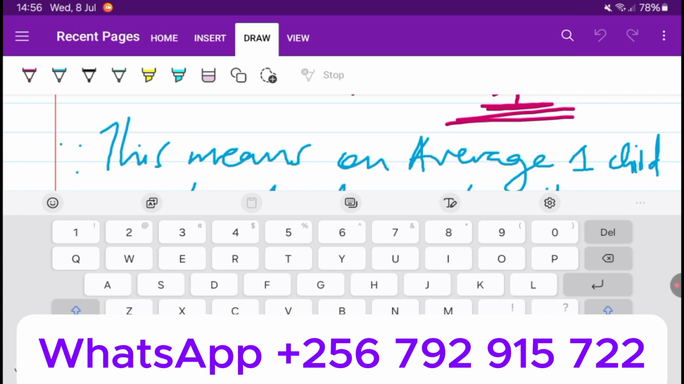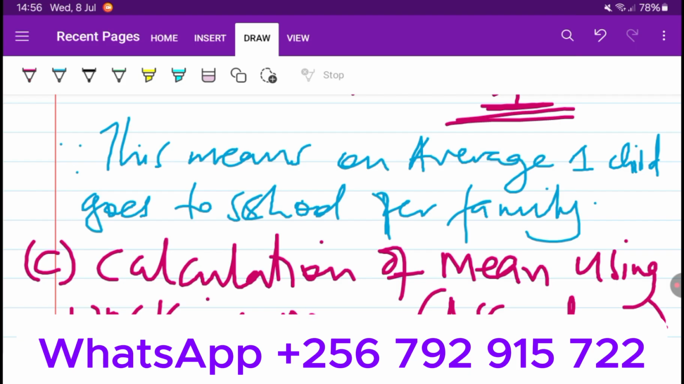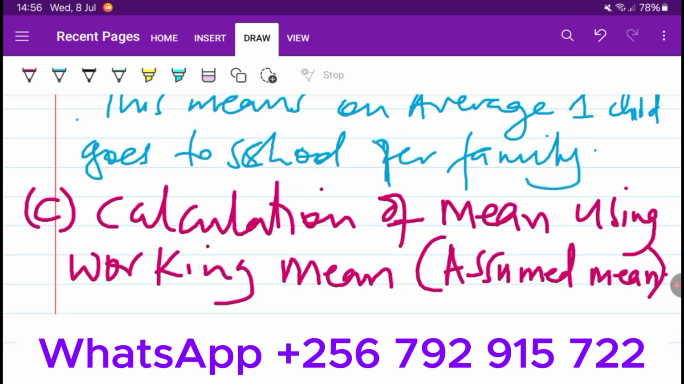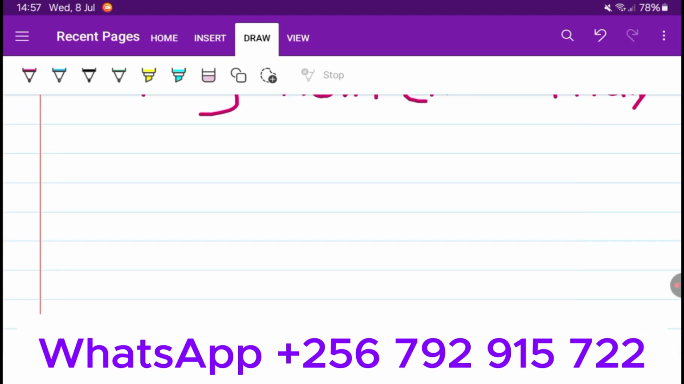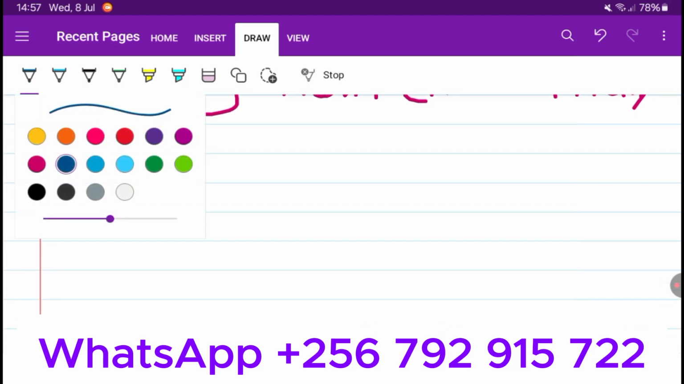So that's what we are going to compute. If, let's say, in the previous question, they had told us that maybe on average, one person goes to school. They start from this conclusion that we have just made here. They say on average, one person goes to school. Then they tell you to calculate the mean. So that's basically what we are going to look at.